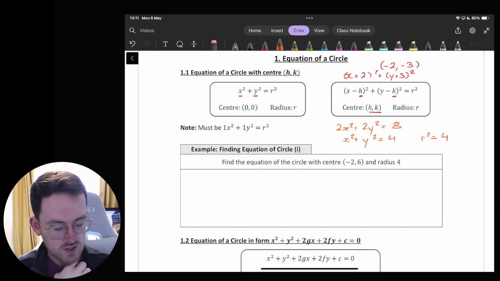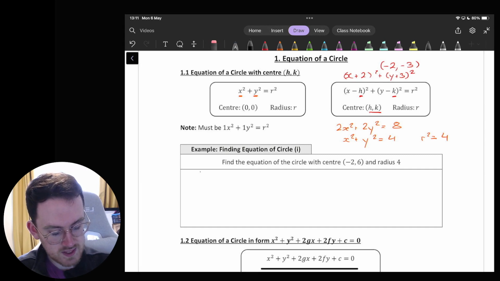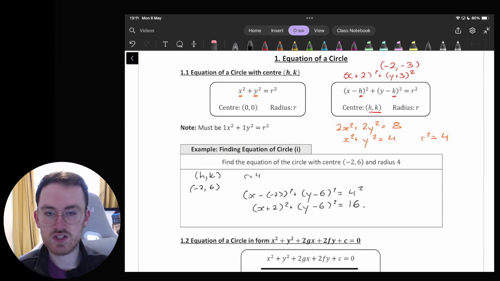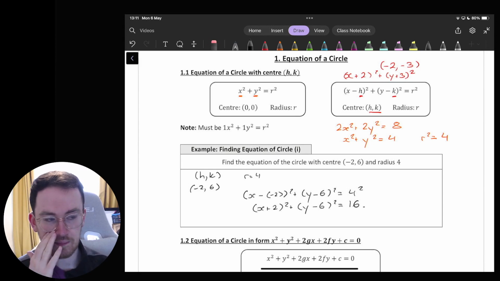So find the equation of the circle with center -2, 6 and radius 4. Well, writing it in this format, my center h, k is going to be -2, 6. My radius is 4. So my equation is (x minus -2) squared plus (y minus 6) squared equals 4 squared. So (x plus 2) squared plus (y minus 6) squared equals 16 as my equation of the circle. Okay, nice and straightforward, really.